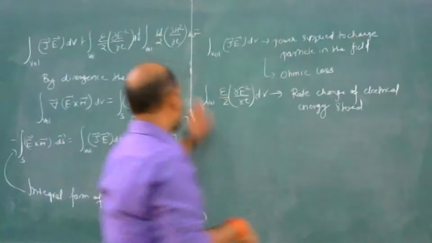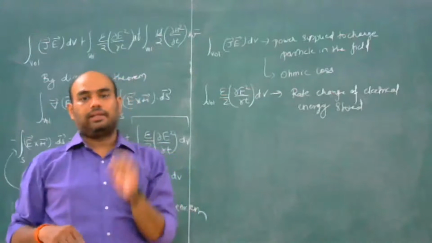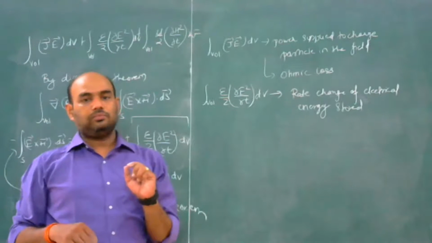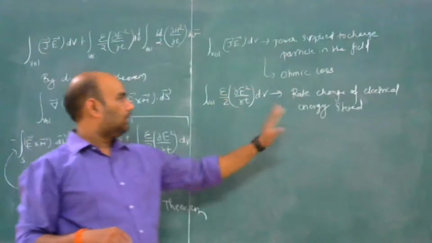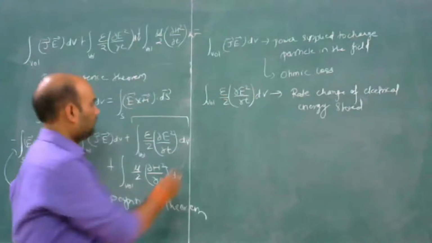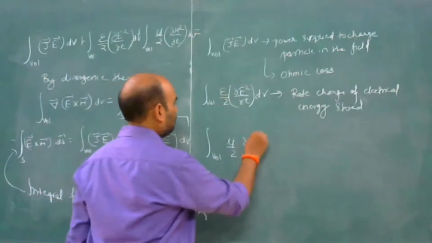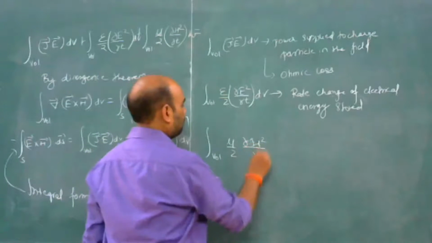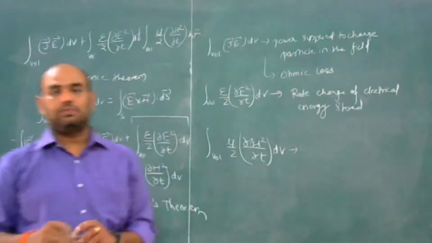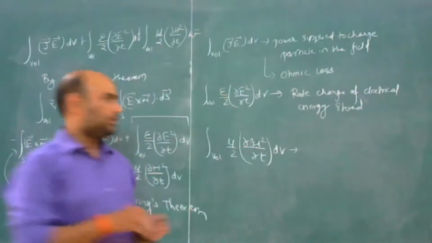Okay, and if it is positive, this will be the rate of change of increase of electrical energy. In the last term, the volume integral of d/dt of (1/2)μH² dV, this will be the rate of change of stored magnetic energy.